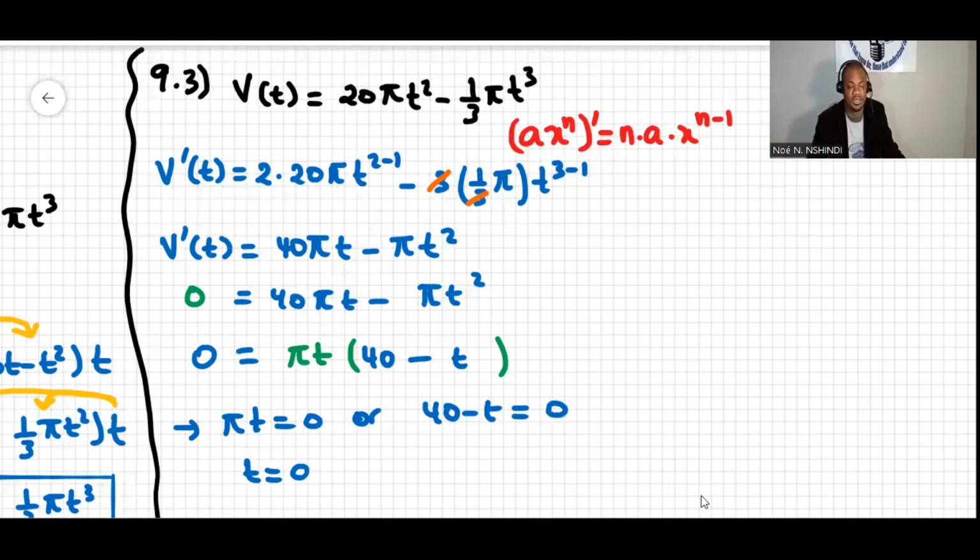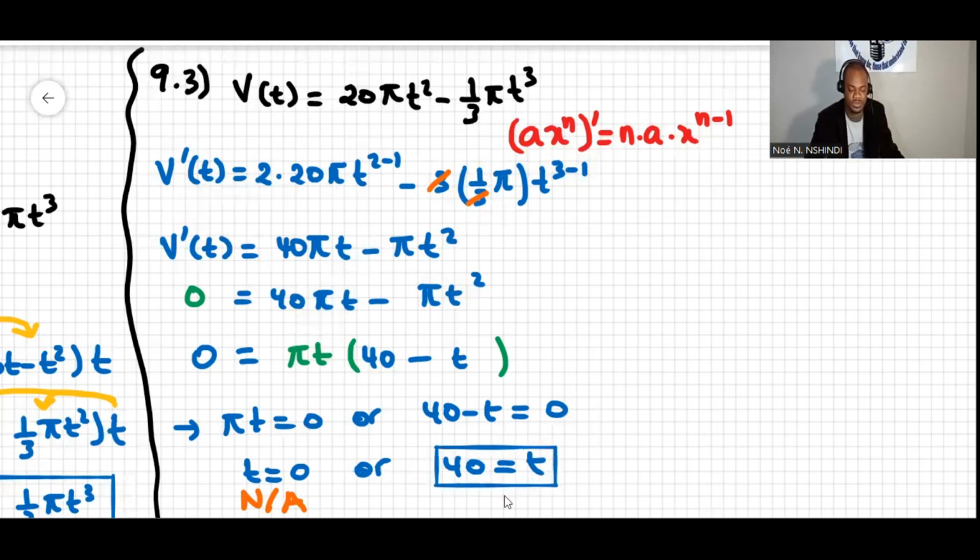T must be 0, or if I move the t over, we have 40 equal to t. So the volume can be maximum if t is 0 or if t is equal to 40. But t equal to 0 is not applicable, because the height of the cone cannot be equal to 0. So the unique correct answer here is when t equals 40 centimeters.